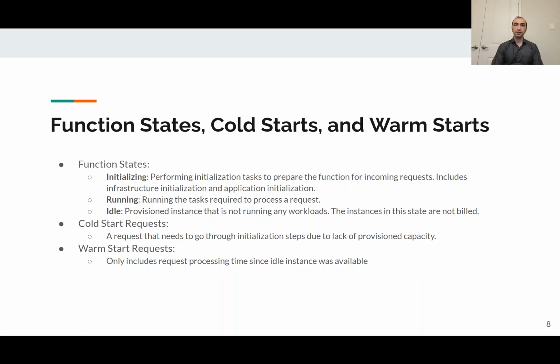If we have enough capacity to handle a new request, that request will be a warm start request, which means we have an idle instance that will start processing that request right away. But if we don't have enough provisioned capacity, that request is going to have to be a cold start request, which means it has to wait for a new function instance to be initialized and then start processing, which usually takes longer than warm start requests.